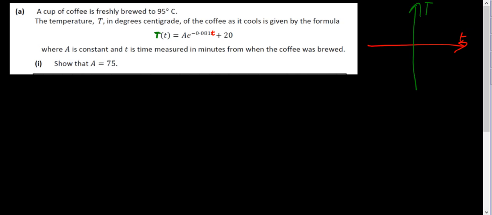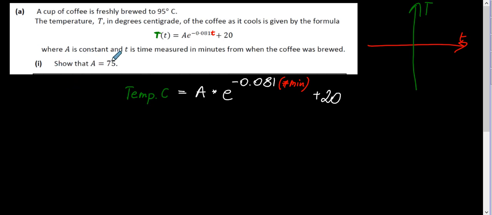Okay, and we are saying that T represents temperature of the coffee, so we are saying temperature of the coffee, and that will equal, A is a number, so we're going to find the value of it, multiplied by e to the power of 0.0881 t. t is what? Time measured in minutes. So that means here we're going to be putting number of minutes and then plus 20. Okay. So let's see, what do we have to do?